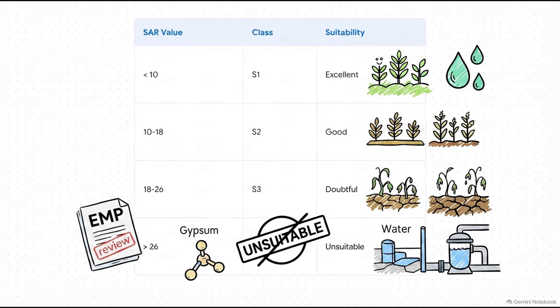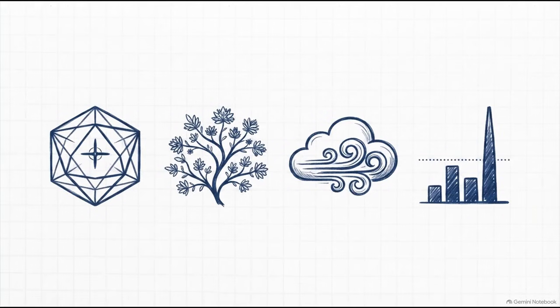And here's the kicker. If your water falls into those middle S3 or S4 categories, you cannot just gloss over it in your report. You have to propose mandatory mitigation strategies in your EMP, like soil amendments with gypsum or advanced water treatment. Moving beyond water, there are strict, non-negotiable quantitative requirements for ecology and air quality too.